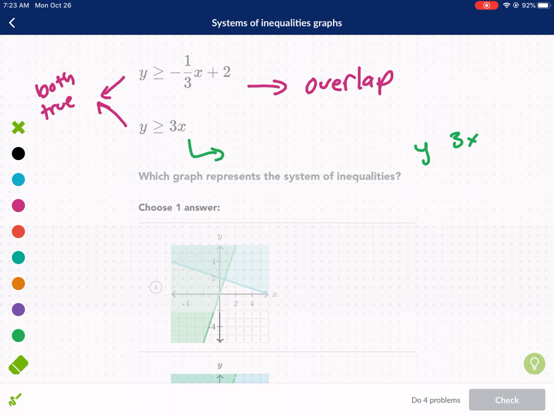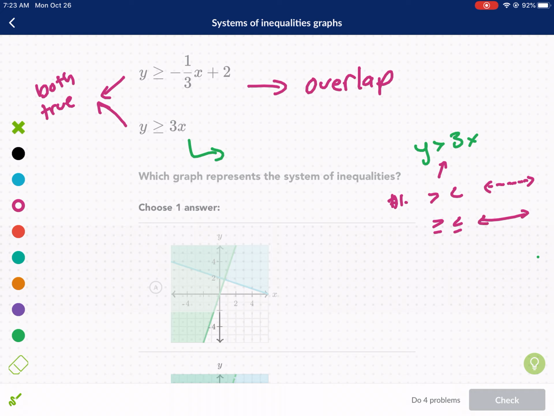So once you graph the line, now we're considering two different things. Number one, the inequality sign. If it's greater than or less than, we're talking about a dotted line, okay? Because it cannot include the value that's on the line. If it is greater than or equal to or less than or equal to, we're talking about a solid line. So that's our first clue.